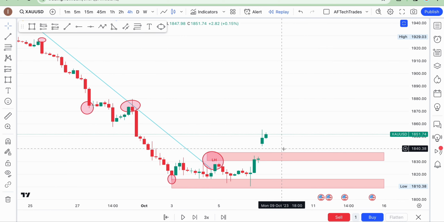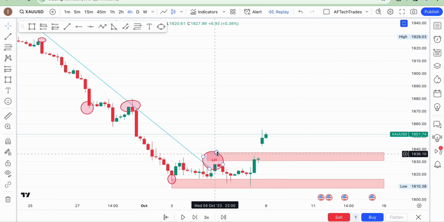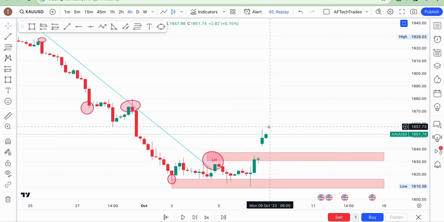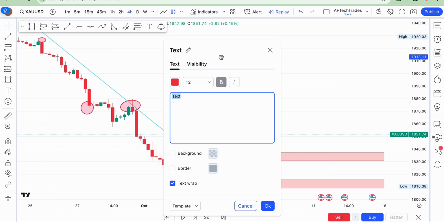So now this market broke through this previous lower high and went straight up like this, right? Which we said, okay, if it breaks through this place, we have the change of character. That is when the change of character comes in.